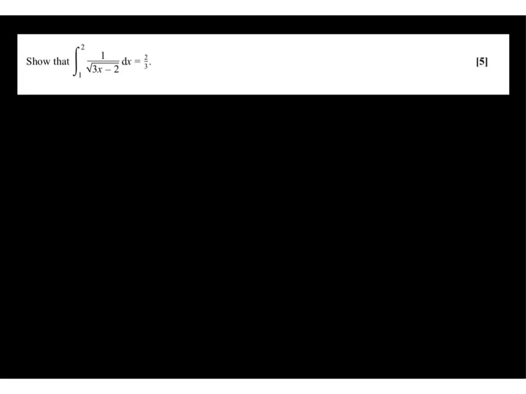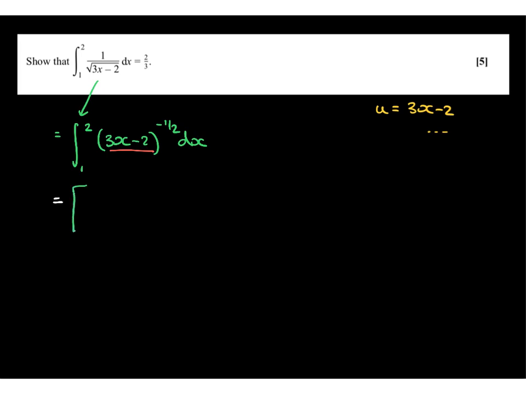Okay, so we have another integral. Now I'm going to write this so we can see the power function clearly. So it's (3x minus 2) to the power of negative 1/2. Again, we could do this with substitution, setting up u equals 3x minus 2 and following through the whole process, but we can also do this by inspection because we have a linear function here being raised to a power. So it's going to integrate in the following way.